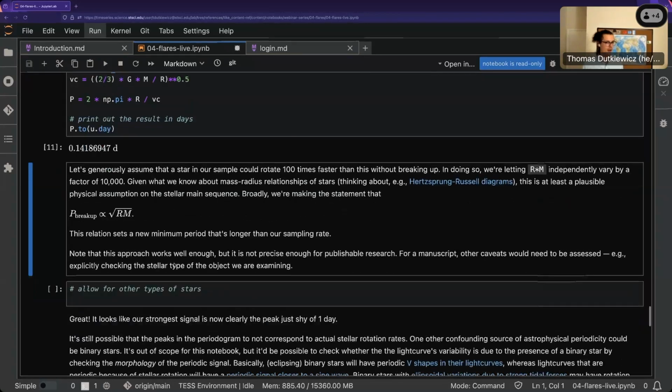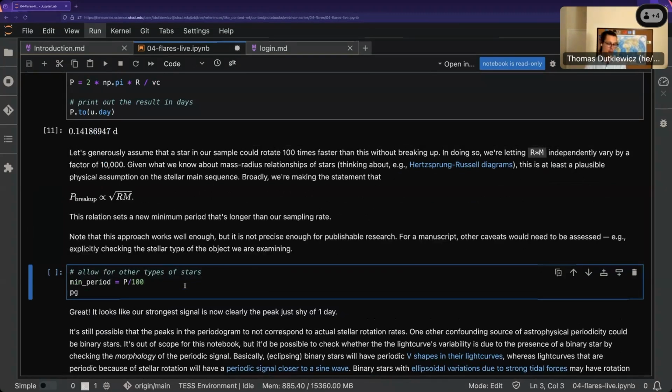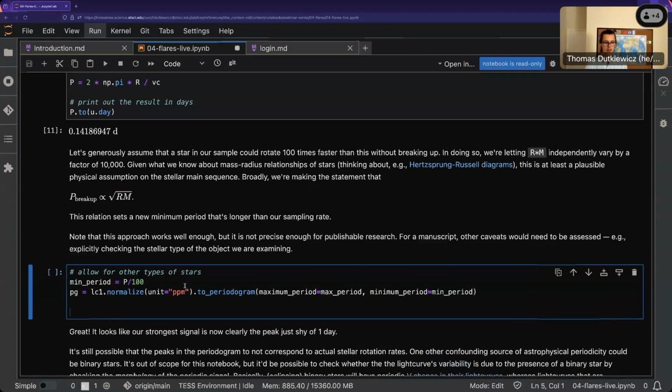What we'll do is I'll show both things. So we'll start by following the advice I say above of a fudge factor of 100. Minimum period is this period stated above, divided by 100. And then we're just going to do what we've done before. Periodogram is LC1 dot normalize, units parts per million, do a dot to periodogram. Maximum period is the max period. Minimum period is the min period. And of course, bg dot plt on a log scale.